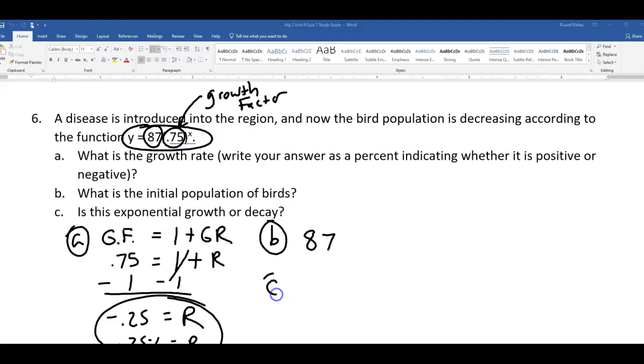Part C, is this exponential growth or decay? Well, since the b value is less than 1, or another way of saying it is since the growth rate is negative, this would be exponential decay. Okay? In other words, the population is getting smaller over time.